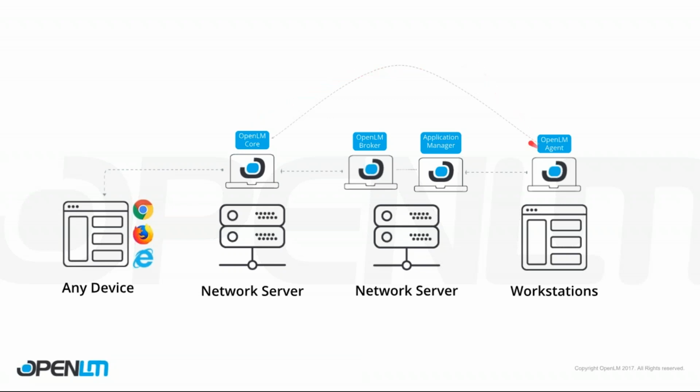Or you can send the same transmission straight through the Applications Manager. So all the agents will send data to the Applications Manager, and the Applications Manager will send it like a license server, like a license manager, send it to the broker and then the OpenLM server.